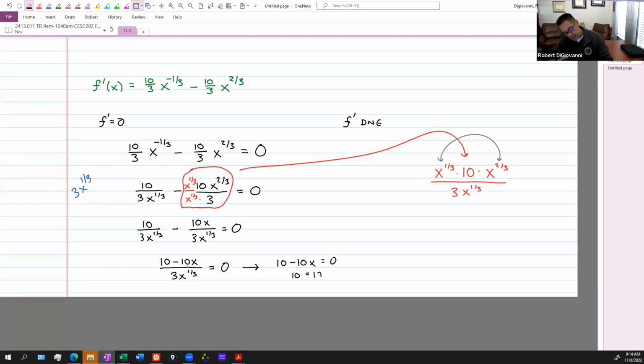I'll add 10x to both sides. I'll divide both sides by 10. And I get a really nice answer that x equals 1. So that's a critical number. Any questions here?